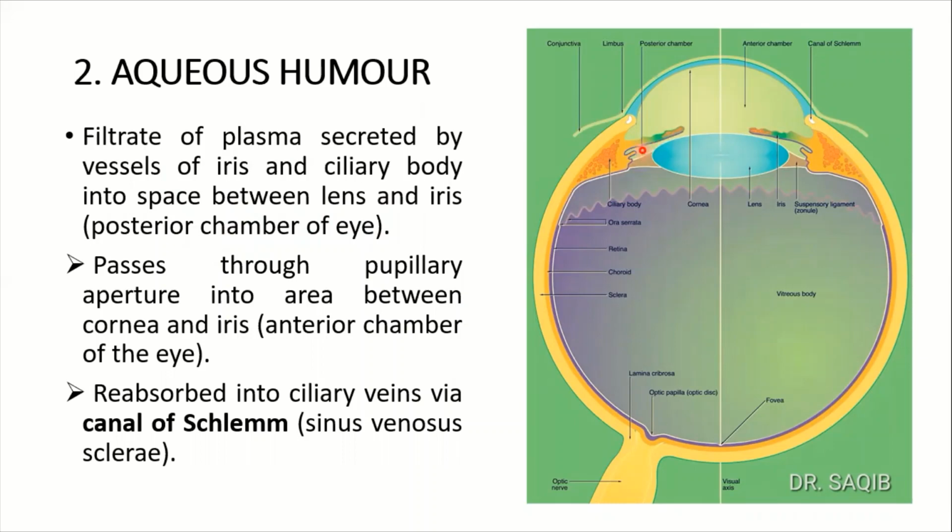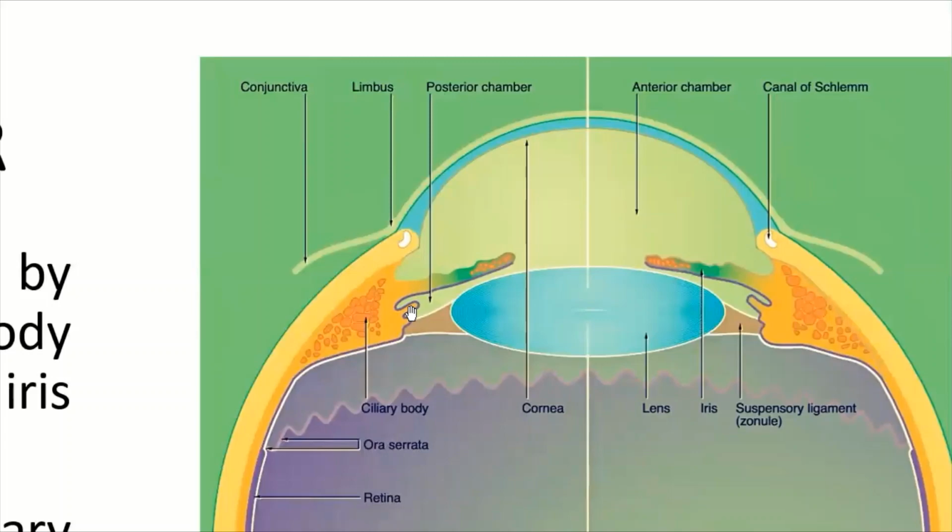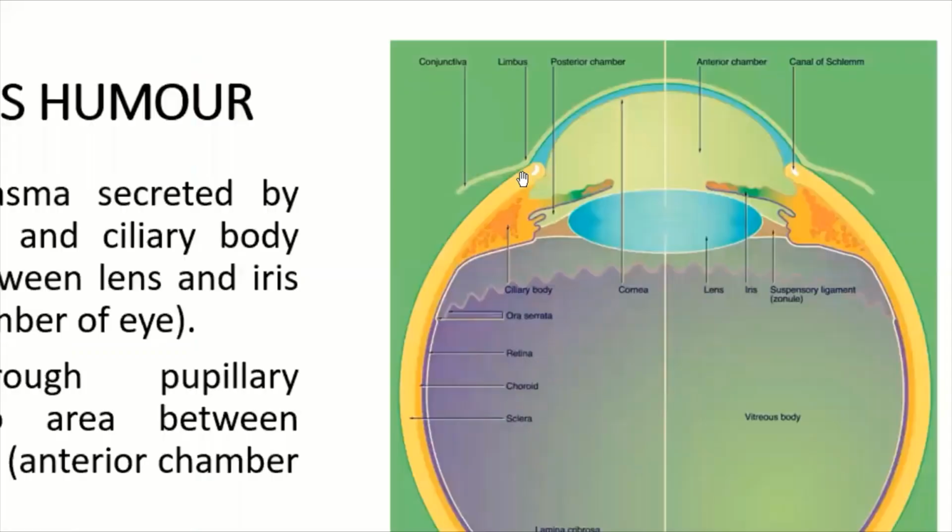Now I will have to enlarge the picture to show you the chambers. This is the posterior chamber. The aqueous humor is secreted over here, right? This is the posterior chamber, and as it is secreted from here, it travels over here and across the pupil. It goes to the anterior chamber, right? This is the circulation of the aqueous humor.